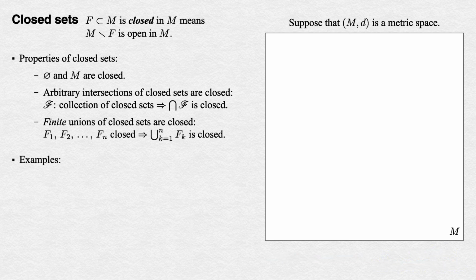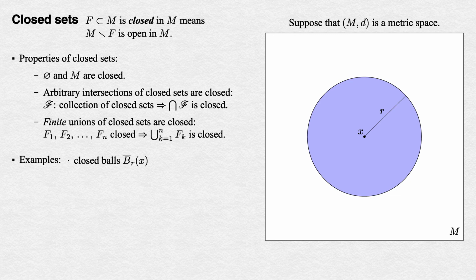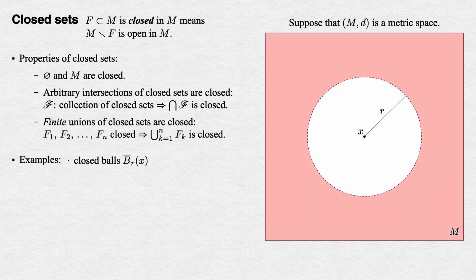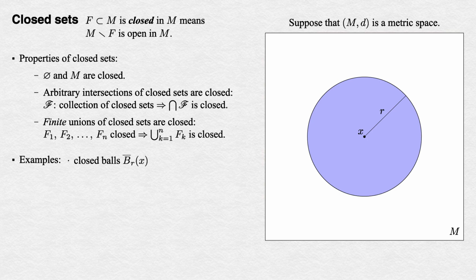Now let's see some examples of closed sets. Remember that all we need to check is that their complements are open. Again, we should first check that closed balls and closed intervals in the real line are indeed closed. A closed ball B_R of x contains all points y whose distance to x is less than or equal to r. So its complement consists of points whose distance to x is strictly greater than r. Given any such point y, d(x,y) is strictly greater than r, and the difference gives us the epsilon we need. Since the complement of a closed ball is open, the closed ball is closed.